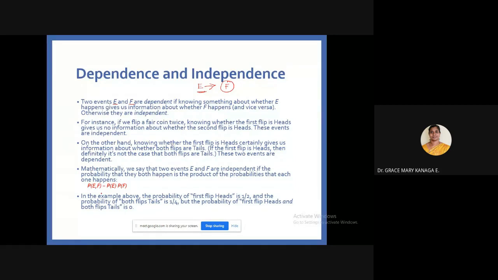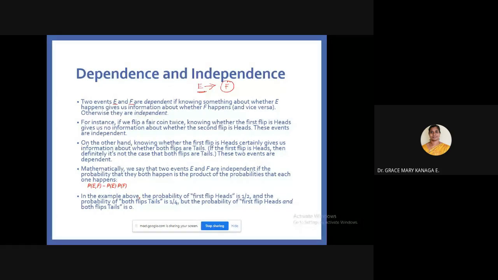Got it? Mathematically, we say that two events E and F are independent if the probability that they both happen is the product of the probabilities that each one happens. I'll repeat: E and F are independent if the probability that they both happen is the product of the probabilities of each. So P(E, F) = P(E) × P(F).